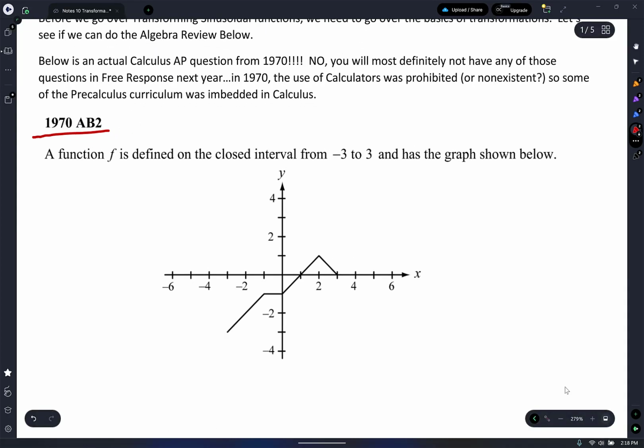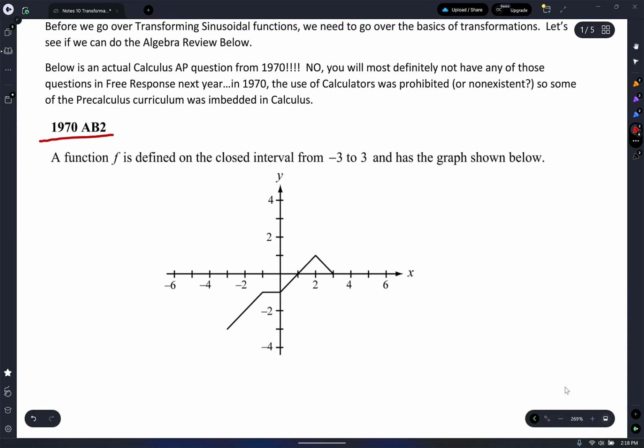I was not around during this time. Maybe not, actually, your parents probably were not around either. Probably your grandparents were. So this is probably one of those questions that maybe your grandpa or grandma had if they took Calculus AP in 1970.